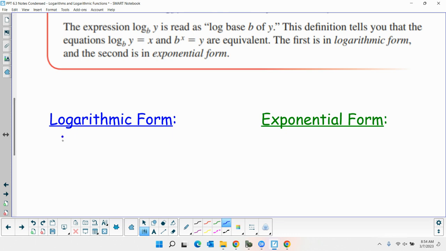So log base 2 of 4 equals 2. That's logarithmic form. I can write that same thing in exponential form. The base is 2, the exponent is 2, equals the number 4.